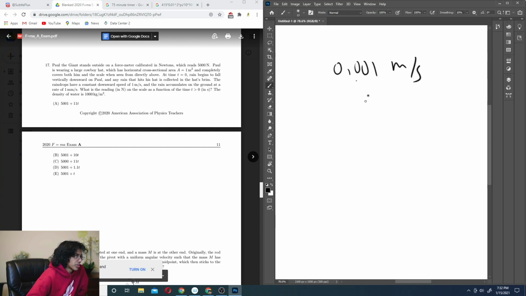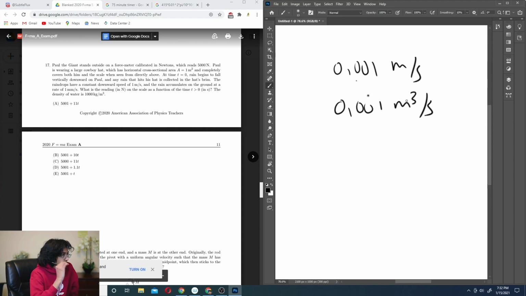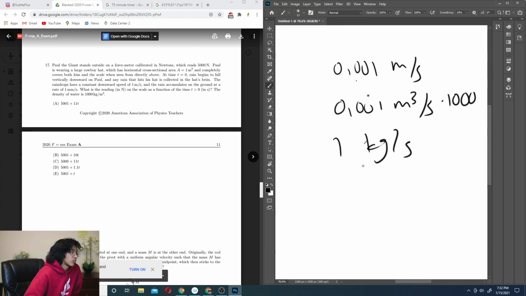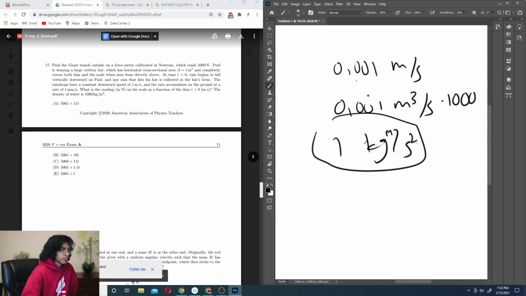So the volume that lands on it is 0.001 meters cubed per second on the hat. So force is equal to momentum per unit time, right? So this times the density of water, which is 1,000, gives you 1 kilogram per second. And then if you multiply by velocity, you'll get momentum per second, so it'll just be times 1. So this is also in kilogram meters per second squared. This is the downward force on the guy, so it's for sure like 5,001 something.